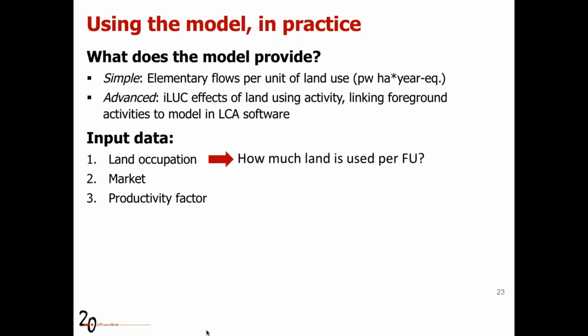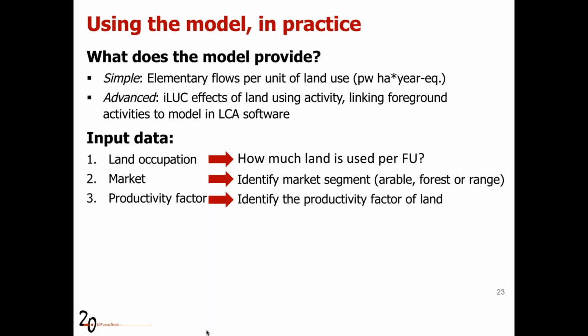Concerning the land occupation, you basically need to answer the question, how much land is used per functional unit in your case? For example, 1 hectare. Then you need to identify what kind of land, so you need to identify the market segment to which this land belongs. For example, arable, forest, or rangeland. And Jannick already explained before the difference of definition in these 3 land types. Third, you need to identify a productivity factor of the land that you are using.